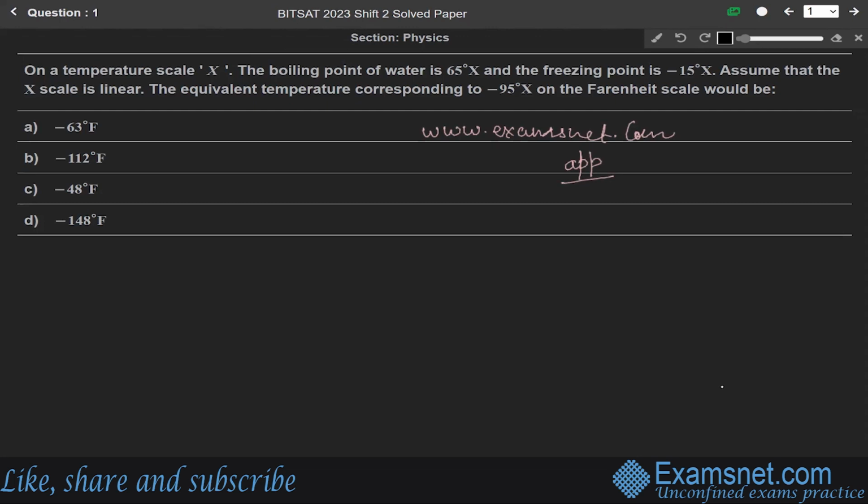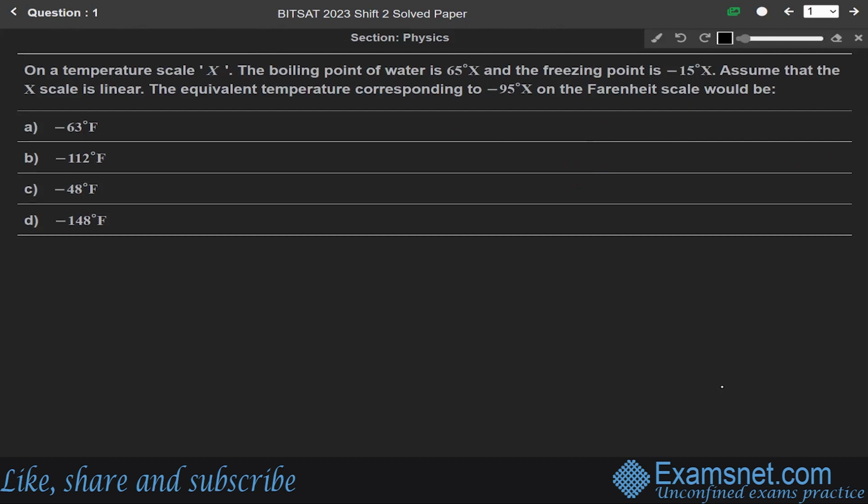So students, today we will be solving the BITSAT, that is Birla Institute of Technology and Science Admission Test 2023 Shift 2 paper. In this particular video, I'll be solving the physics part of the paper. So, starting with the first question of the physics series, that is question number 1.